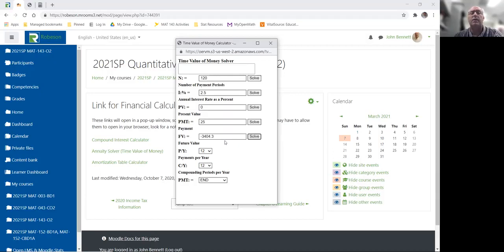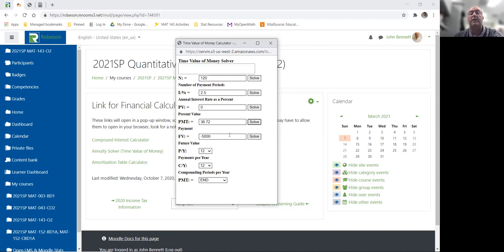Now, suppose that we know that we want to have $5,000 in the account at the end of 10 years. And we want to know what payments we would need to make in order to do that. Well, what we can do is change this last amount to $5,000. We're going to leave the present value at 0 because we're not putting in any money to start with. And we're going to make our payments at the end of each period. So we just have to click solve for the payment amount. And we see that we would actually need to deposit $36.72 at the end of each month in order to have $5,000 at the end of 10 years.